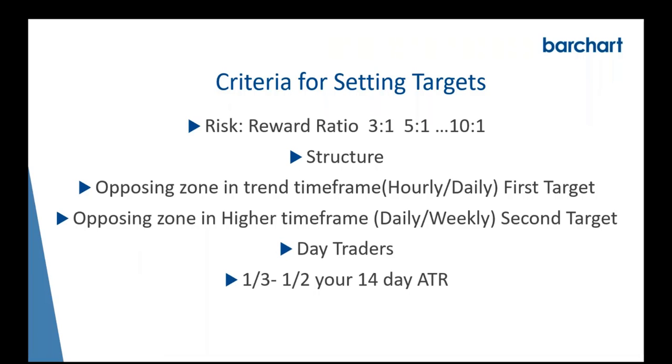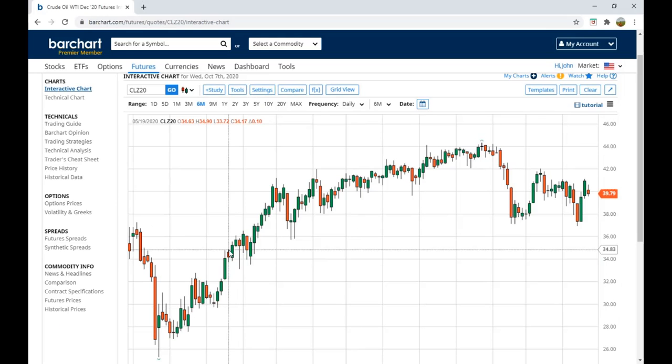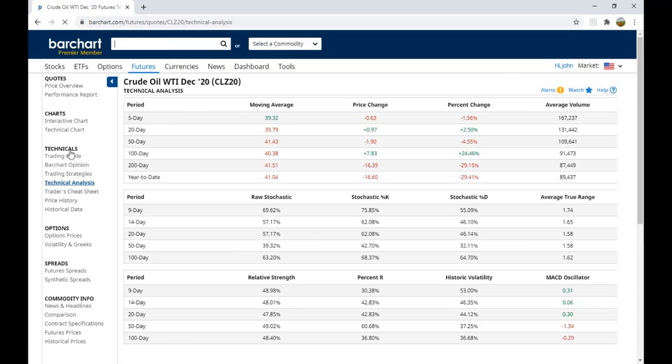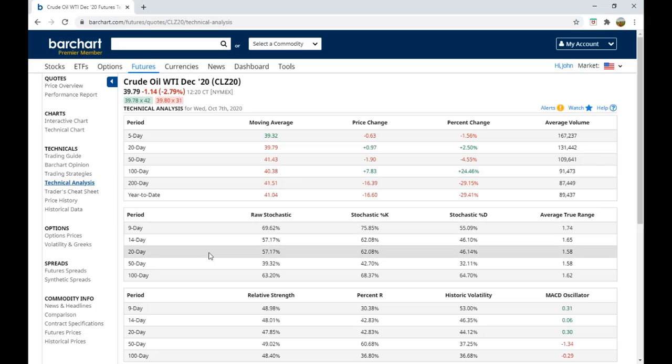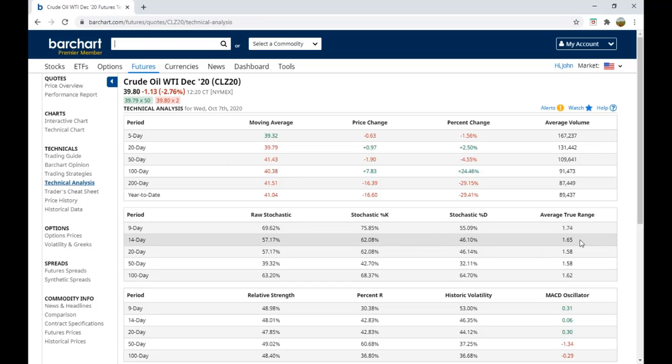Day traders, another technique that we can start looking at is something called our ATR, average true range. And what we're going to do is look for a target that is a third to a half of our average true range. Now, where do we find that information? Well, we're going to go back into our chart, and here under technical analysis, right here, we're going to look at our 14-day average true range. So you can see here it is 1.65 for crude oil.